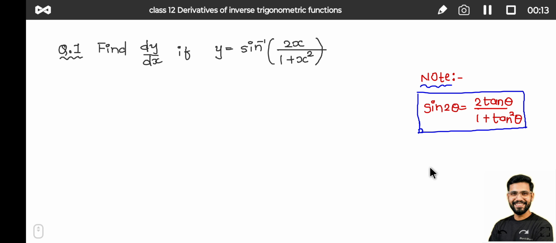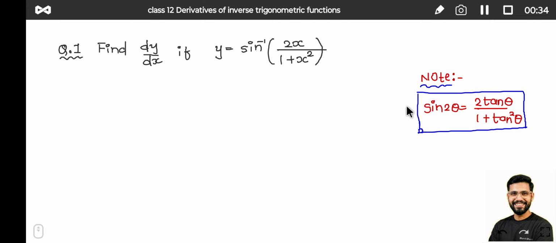Look at question number 1. Find dy by dx if y is equal to sine inverse of 2x upon 1 plus x square. Without directly applying the formula of derivatives, whenever we have to do the derivative of an inverse trigonometric function, we will use appropriate formulas so we can make this y value smaller.